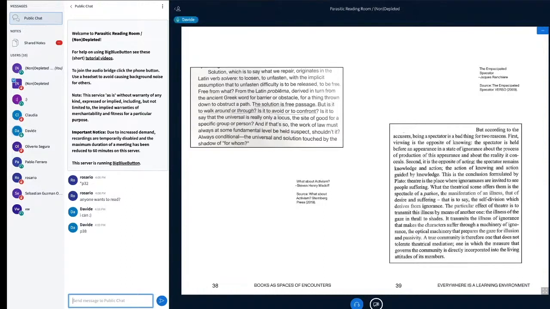But is it to walk around or through? Is it to avoid or to confront? Is it to say that the universal is really only a locus, the site of good for a specific group or person? And if that's so, the work of law must always at some fundamental level be held suspect, shouldn't it? Always conditional, the universal and solution touched by the shadow of for whom?